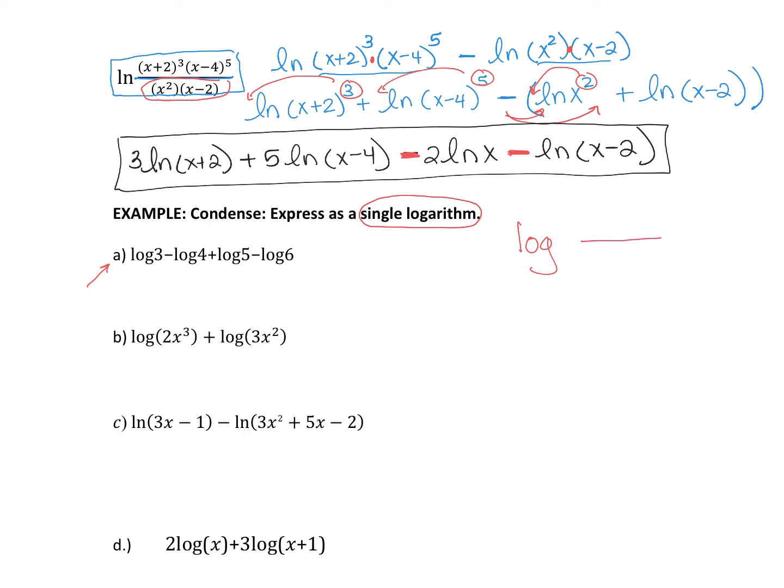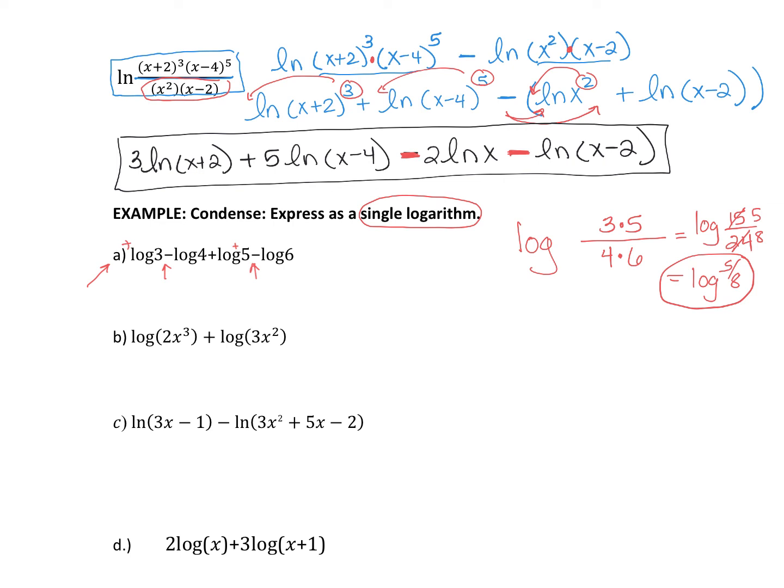and this one is base 10. Anything with a minus sign in front of it, like the log 4 and the log 6, should come from the denominator. So that will be 4 times 6. And the top ones, which have plus signs in front of them, those will come from the numerator, 3 times 5. So we'll end up with the log of 15 over 24. We could simplify that. 15 is divisible by 3, and 24 is divisible by 3, so we could write it as log of 5/8.